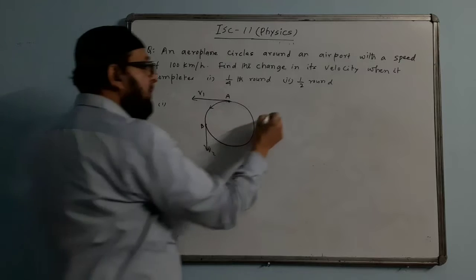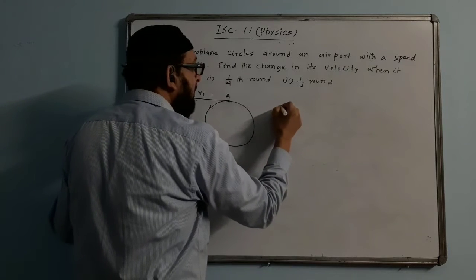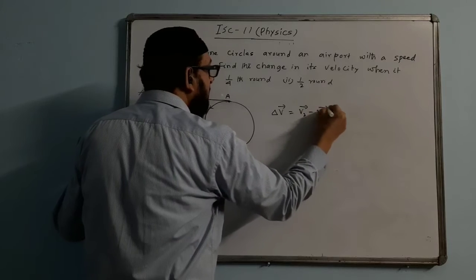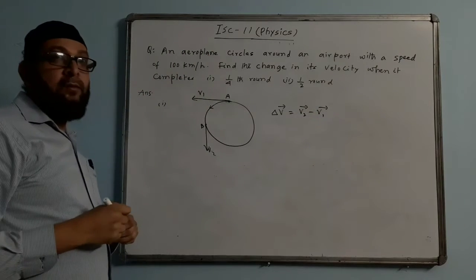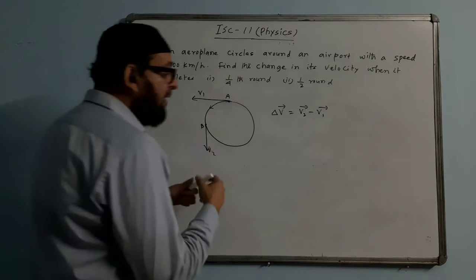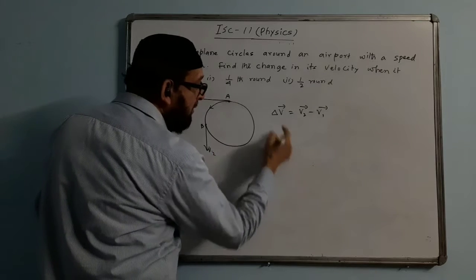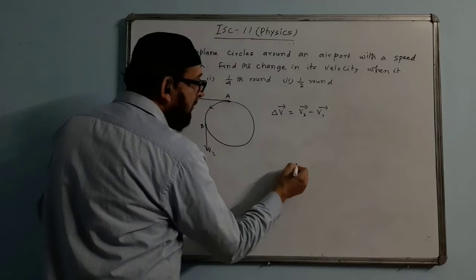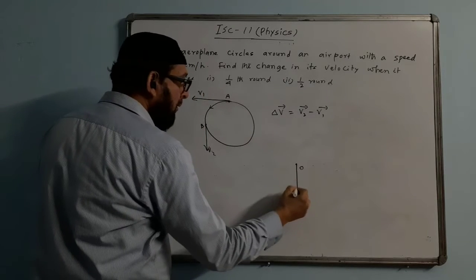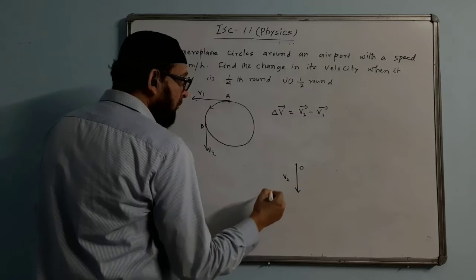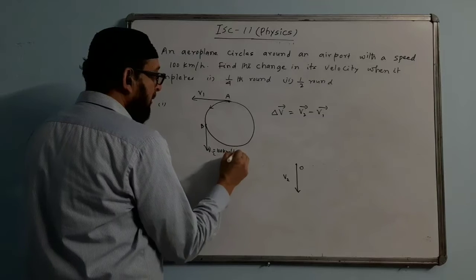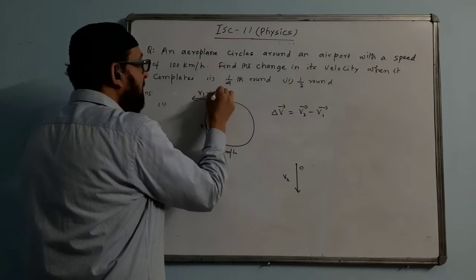We have to find delta V, that means V2 minus V1. We draw a diagram for this vector equation. The triangle will make and find the resultant here. The resultant is delta V. We start with the origin node. First we have V2. V2 is going down, so draw it down. The value will not change. The value is 100 km per hour. Here also it is 100 km per hour.